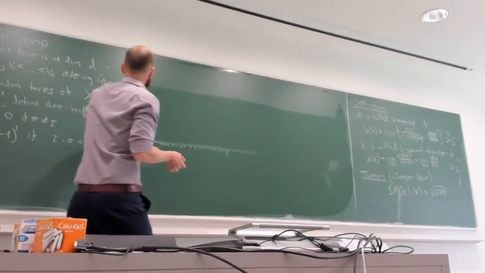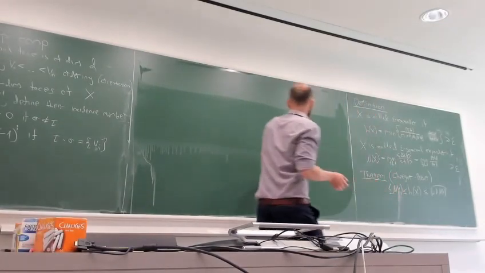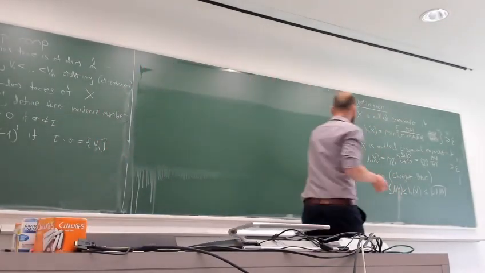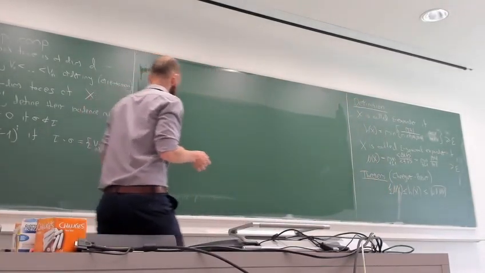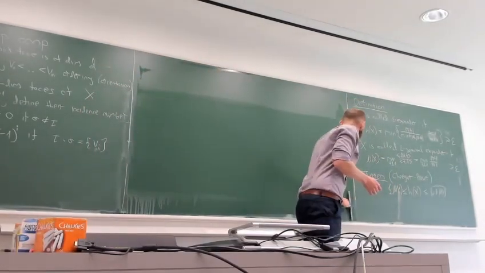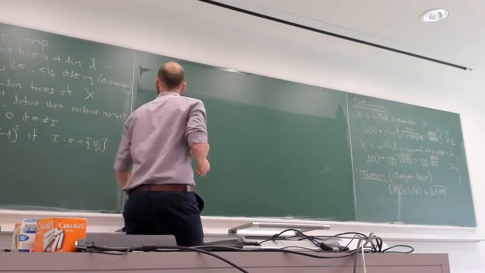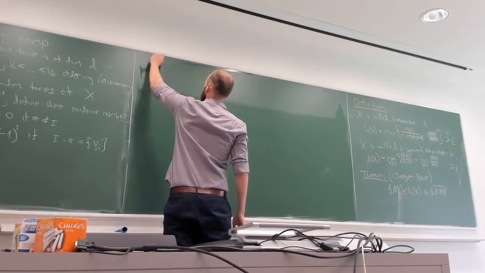And again, it's just something needed to define the coboundary operator. You need an orientation. You need the ±1 to define the coboundary operator. Okay.